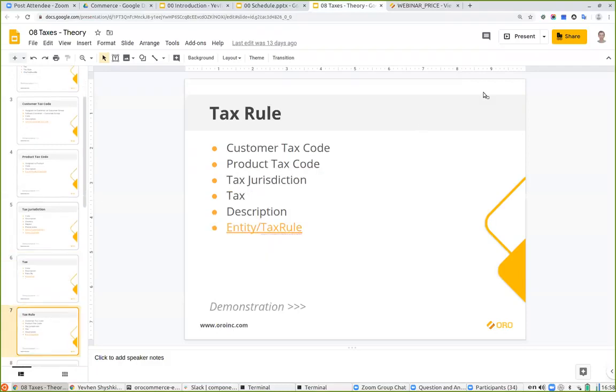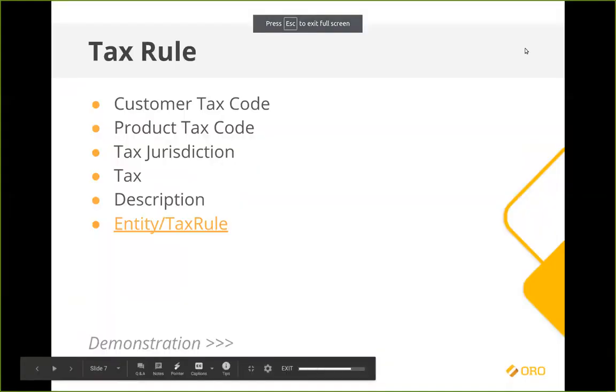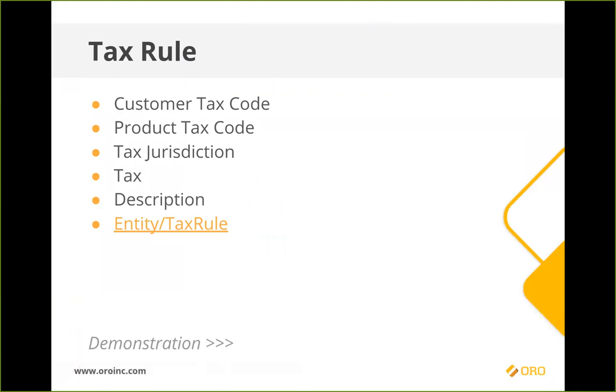And now finally we have a tax rule. A tax rule is the intersection or combination of the four entities we have seen before. So in order for tax to be applied, the appropriate product with the appropriate product tax code has to be bought by the appropriate customer with the appropriate customer tax code under the specific tax jurisdiction or specific address. Only then will the tax be applied. So a tax rule is some kind of glue that combines these four parameters together.